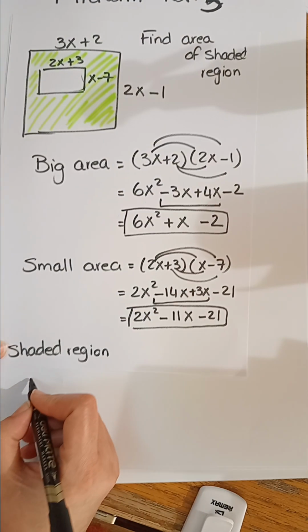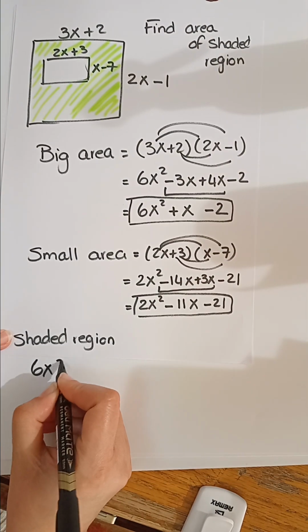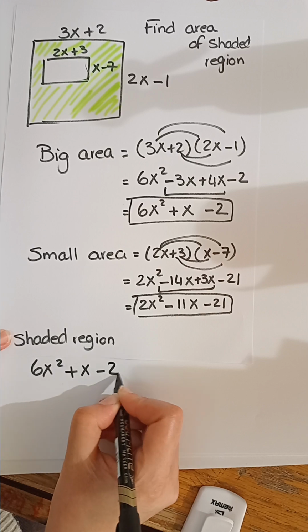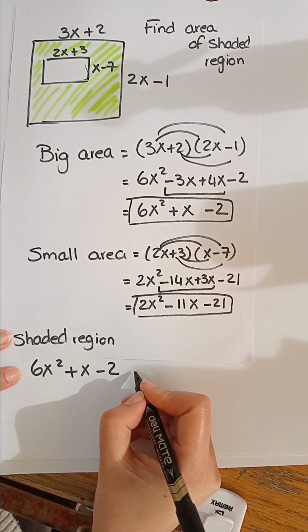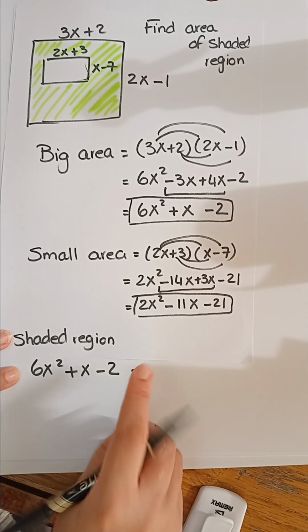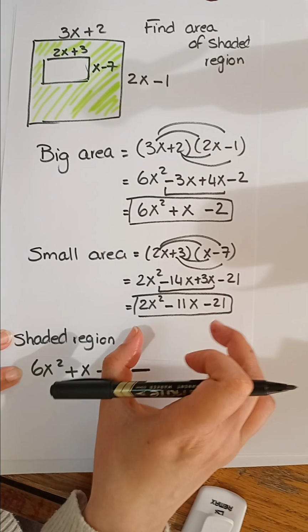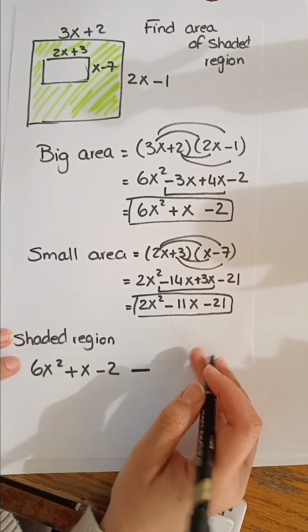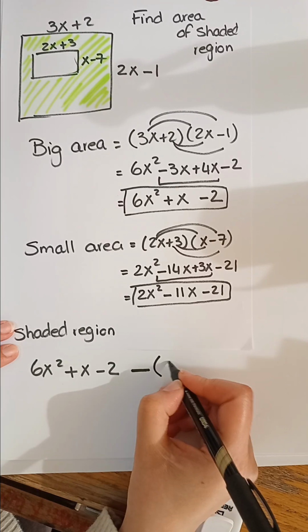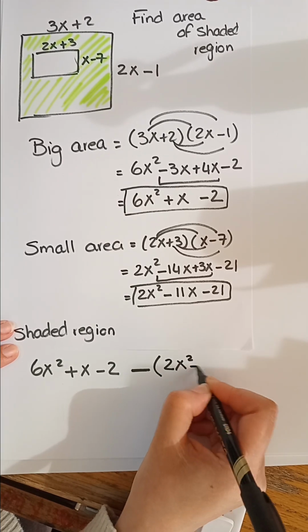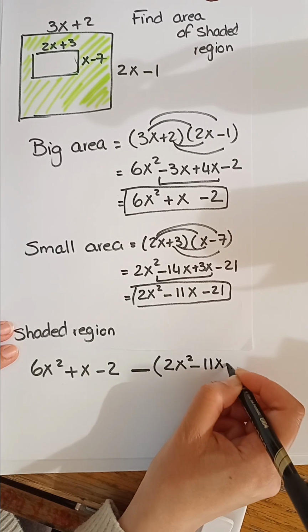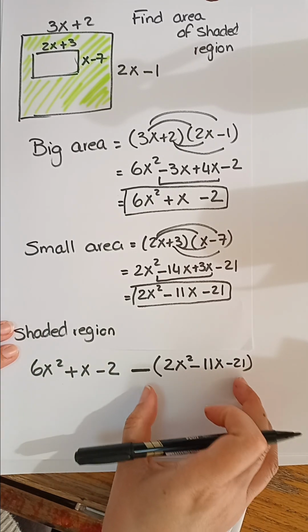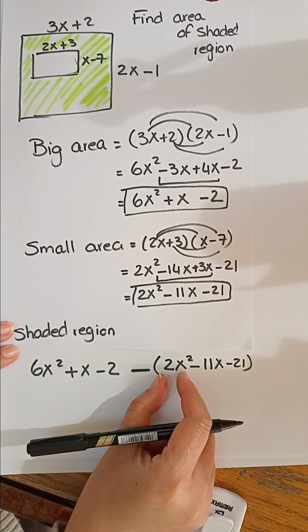I'm going to write here 6x squared plus x minus 2. And the big area, whether you put it in parentheses or not, doesn't really matter. No need to put it in parentheses. And then I put a subtraction sign because I'm going to subtract the small area. And this area must go in parentheses. Again, the small area after the subtraction sign must go in parentheses. Why? Because I'm subtracting the whole expression, not just the first term.